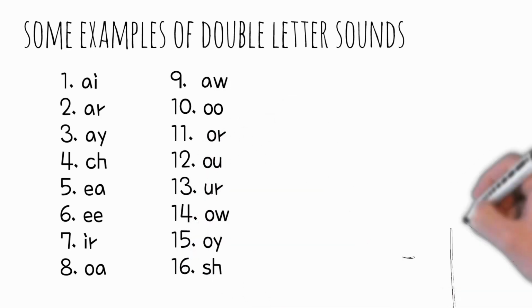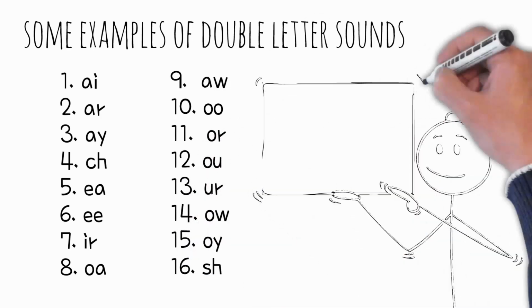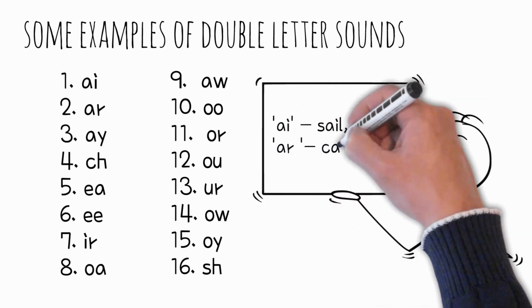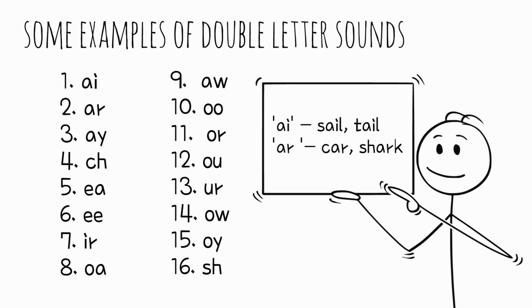Like with single letter sounds, when teaching these double letter sounds, it's helpful to associate the sound with a noun. For example, A, sail; tail, train; or R, car, carpet, card, shark. Keep the nouns at the beginning and then you can gradually introduce verbs later on.